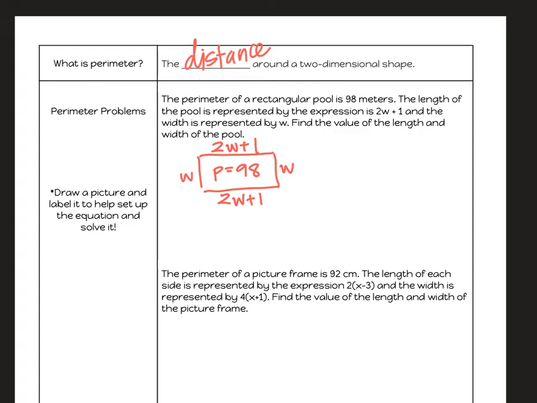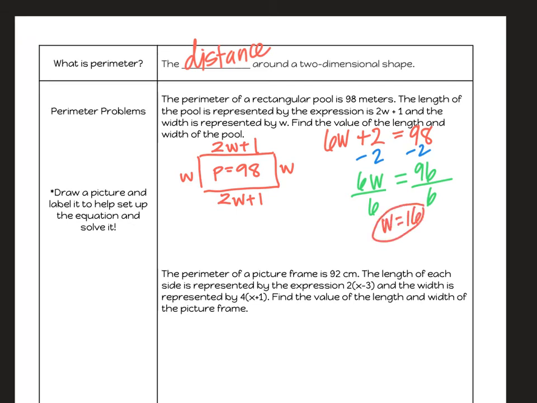Okay, so what I need to do first is add these up, so that if I was to walk around the pool, I would have a total of 6w plus 2, and I know that this is equal to 98. So now I'm going to solve like I would any two-step equation, and I'm going to subtract 2, and I will get 96 equals 6w. I'm going to divide by 6 on both sides, isolate that variable, and so I get w equals 16.